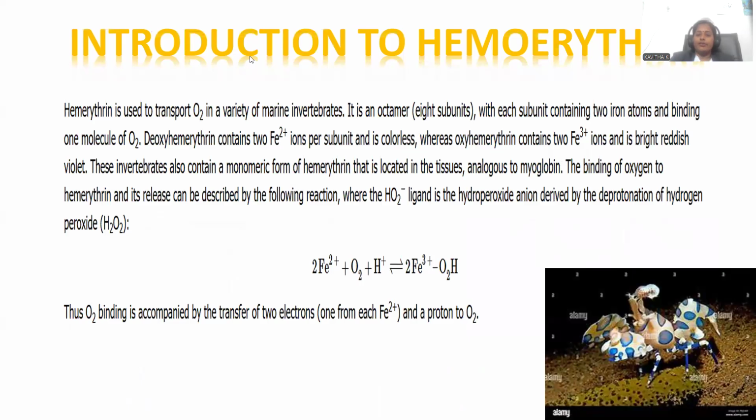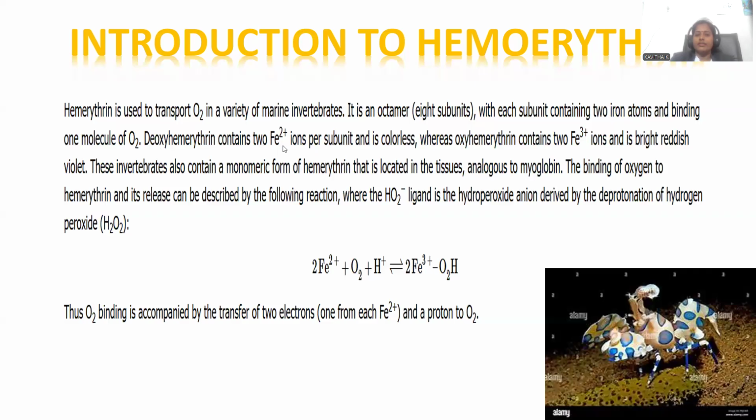In continuation of the intro, hemerythrin is used in the transportation of oxygen. Oxygen transportation is the very important activity carried out by hemerythrin, and marine invertebrates are accompanied by this kind of pigment for oxygen shipping. It is an octamer. Octamer indicates eight monomers take part in it. Eight subunits are part of this hemerythrin, and each subunit is accompanied by two individual irons in the ferrous form. And the bridging oxygen, the bridging hydroxyl, is also there.